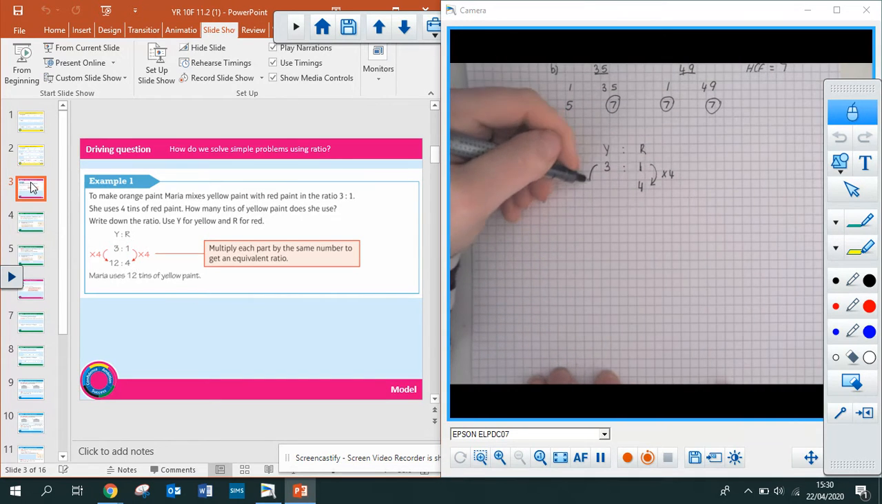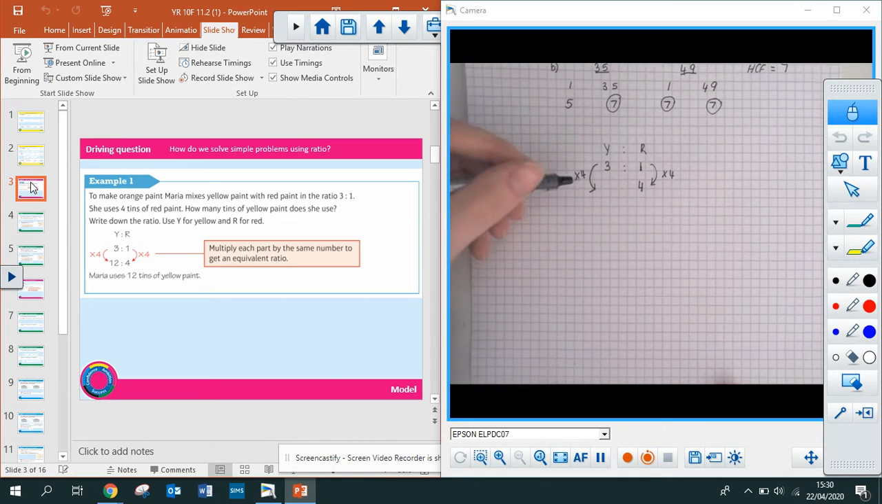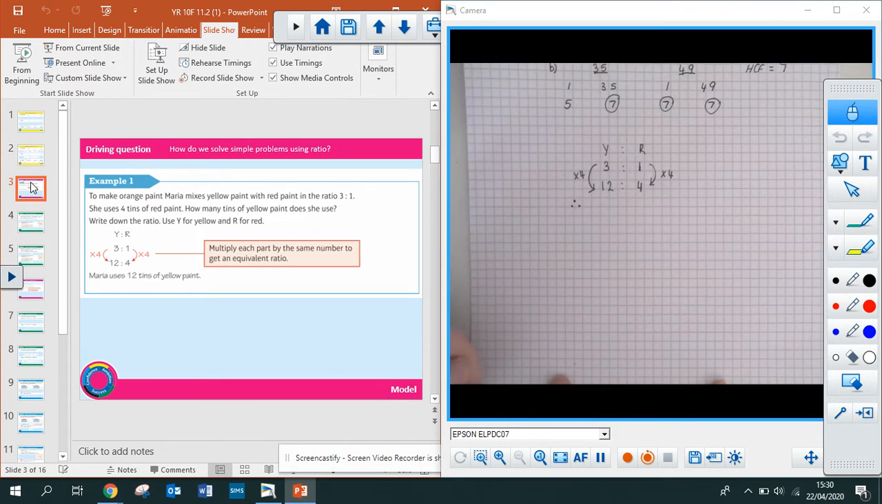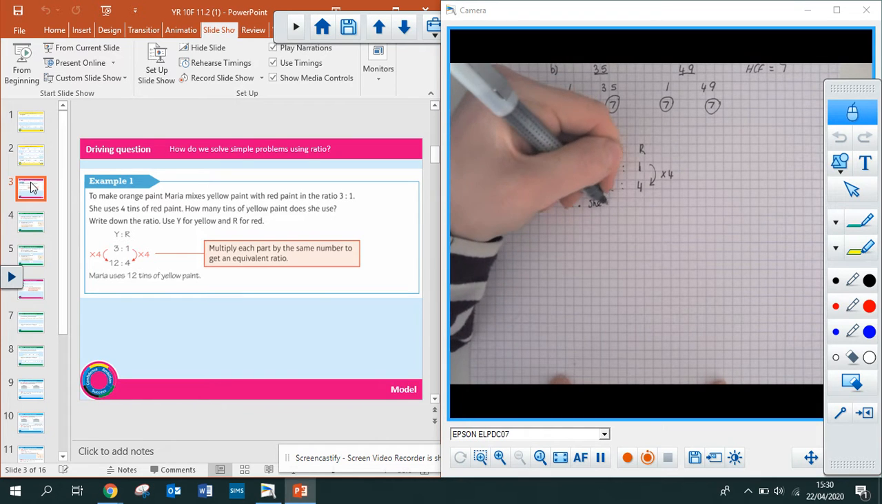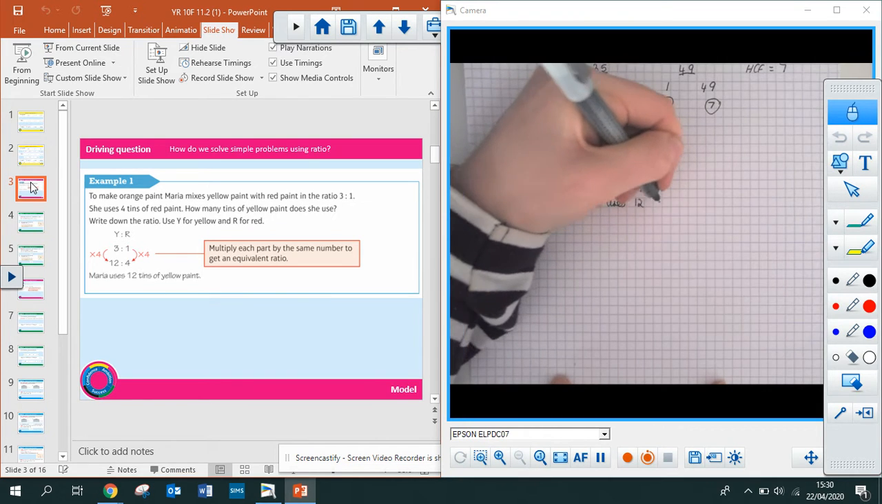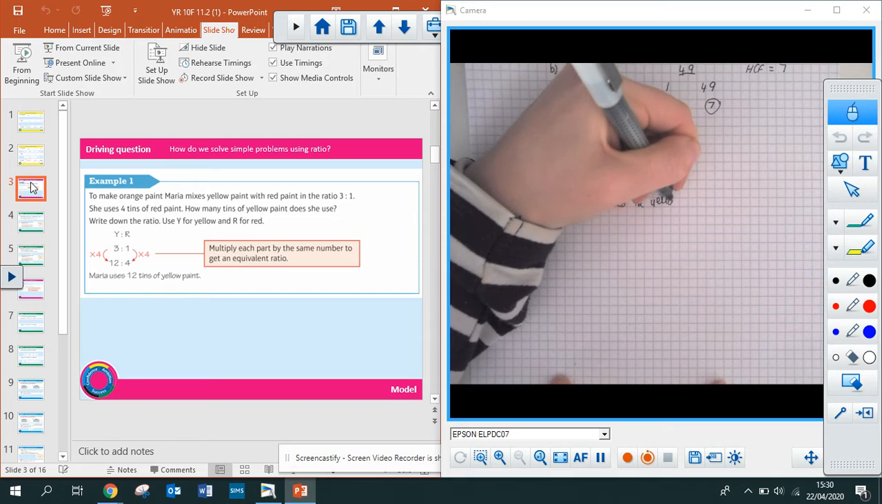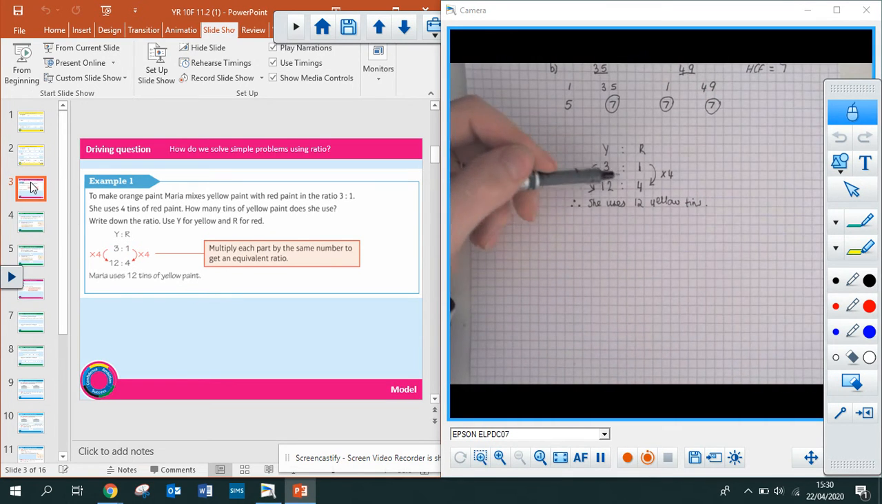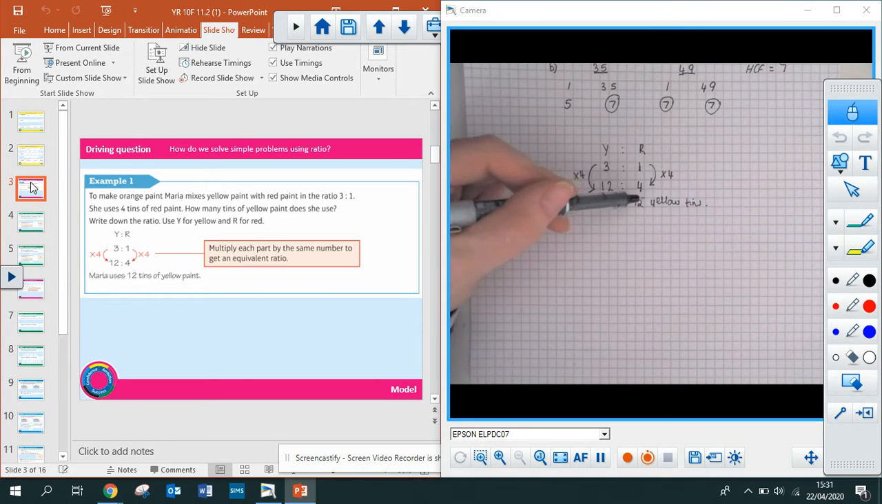So I need to do the same to the yellow part of the ratio to find out how many tins of yellow paint she would use for her mixture. Okay? 3 times 4 is 12. Therefore, those 3 dots mean therefore, she's going to use 12 yellow tins. Okay? So it's just a case of comparing it to the original ratio or to the simplified ratio you've been given and working out how you get to the number of tins that she used.